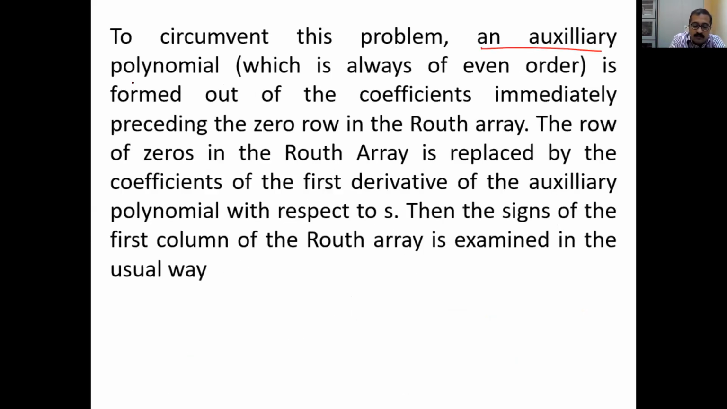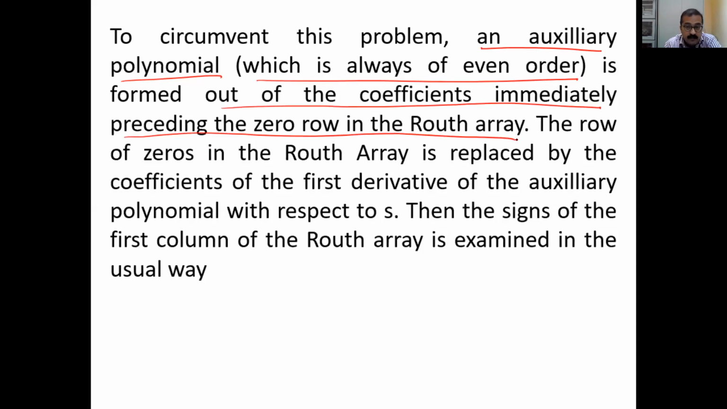You have to create an auxiliary polynomial. Okay, auxiliary polynomial is always of even order, right? How will you create auxiliary polynomial? Out of the coefficients immediately preceding the zero row in the Routh array. Okay, so you will get a row of zeros, right? So you take the row immediately above that. Consider the row immediately above that zero row. So auxiliary polynomial is made out of coefficients from that particular row.